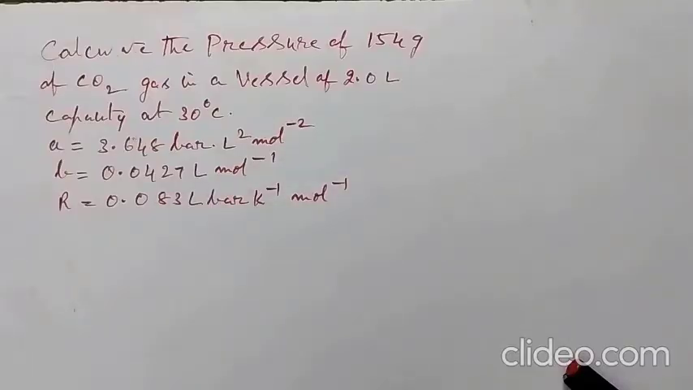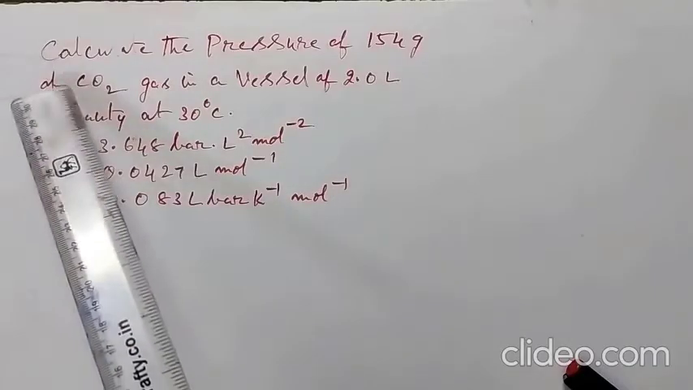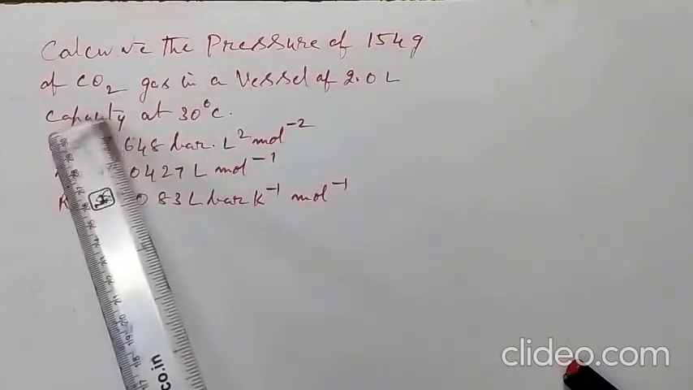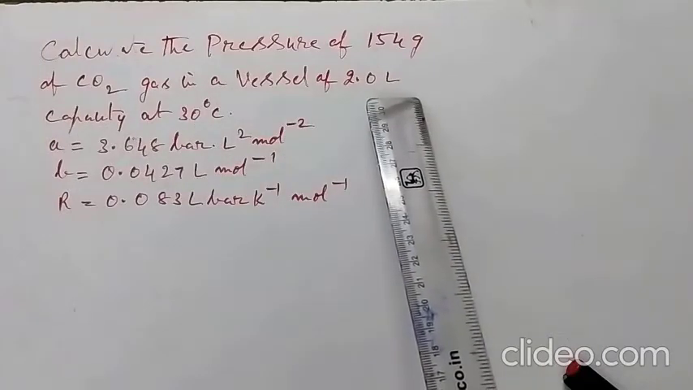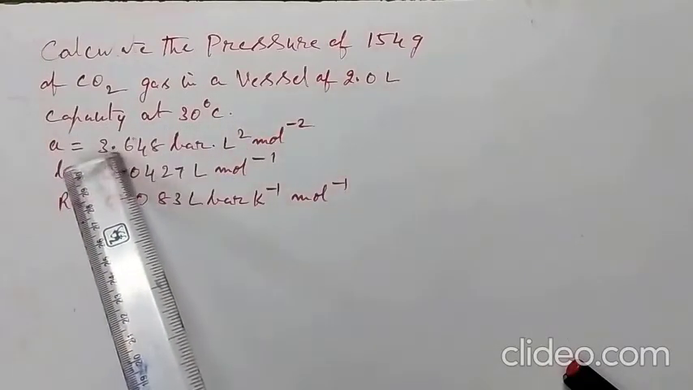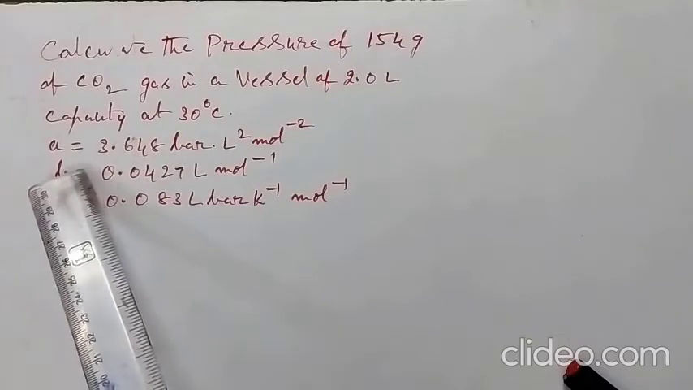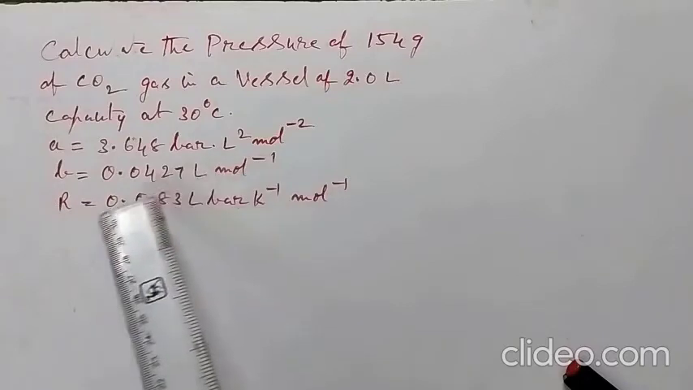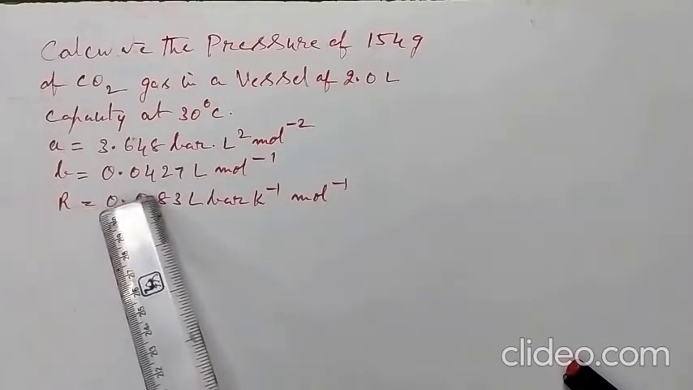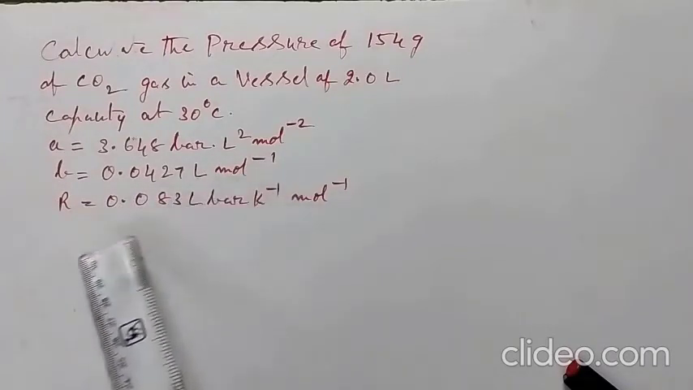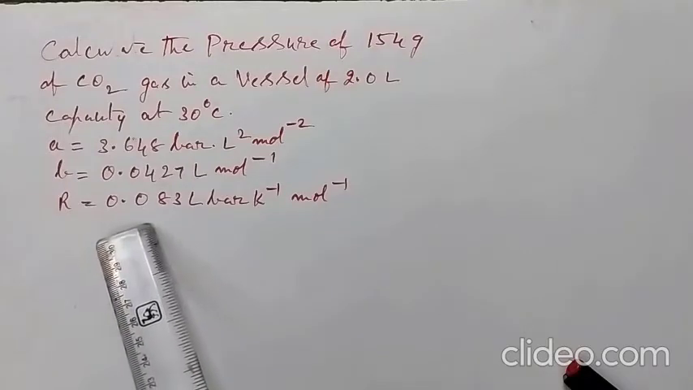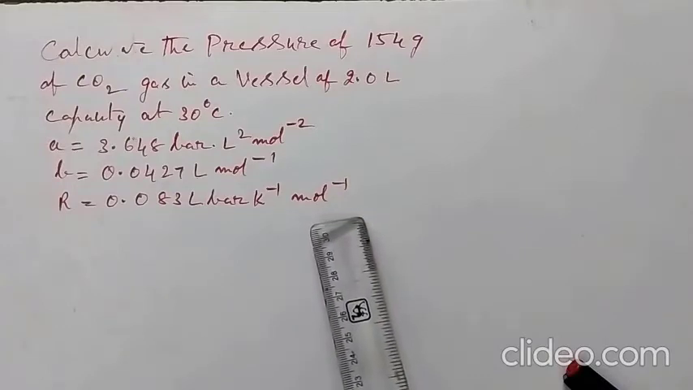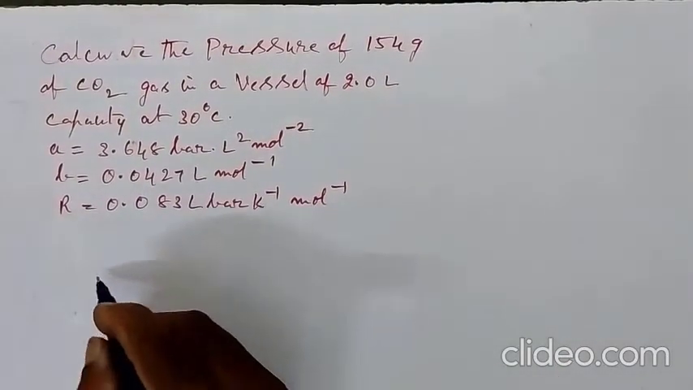Based on the Van der Waals gas equation, let us do a small problem. The problem is: calculate the pressure of 154 gram of carbon dioxide gas in a vessel of 2.0 liter capacity at 30 degrees centigrade, and the Van der Waals constants a equal to 3.648 bar liter square mole minus 2 and b is 0.0427 liter mole minus 1. Gas constant R equal to 0.083 liter bar K minus 1 mole minus 1. Now let us see the solution.